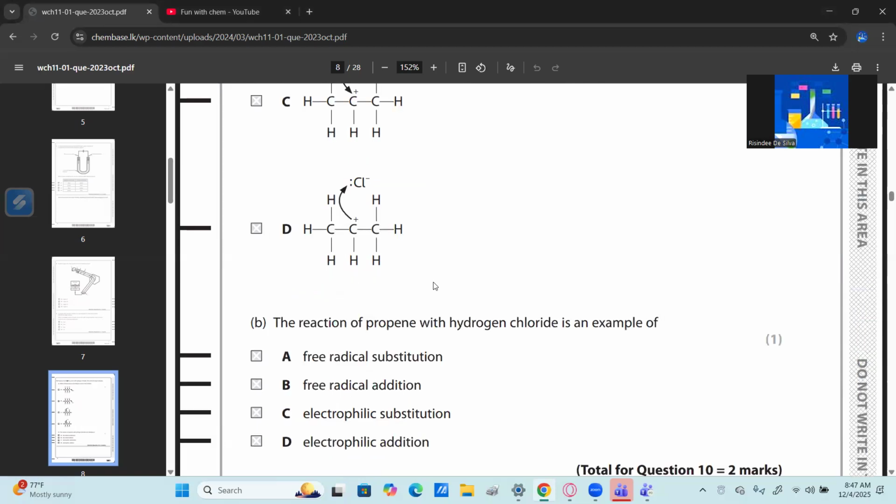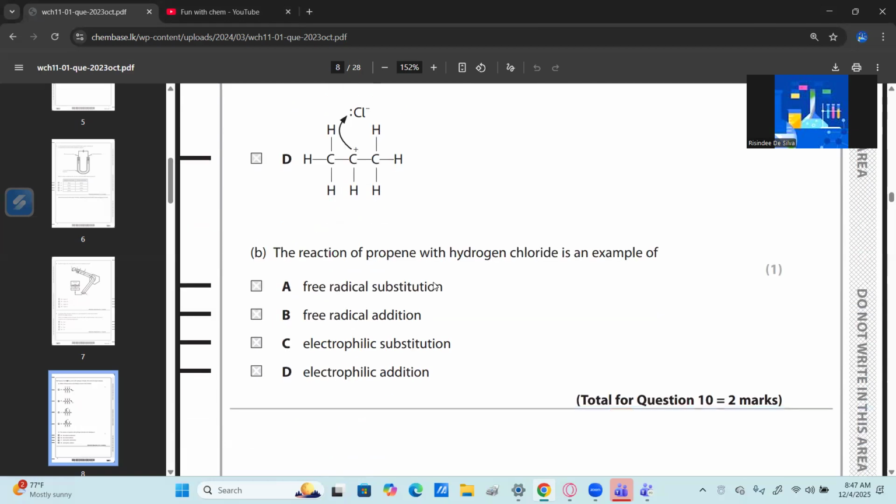The reaction of propene with hydrogen chloride is an example of. So children, propene is an alkene. Alkenes will undergo electrophilic addition. So it's a theory part. Correct answer is D. Free radical substitution is for alkanes. There is no free radical addition reaction. Electrophilic substitution is for benzene.